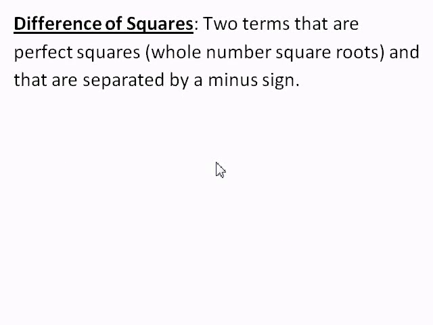So this leads us to the definition of a difference of squares. The word difference meaning subtraction, squares meaning something you can take the square root of. So there are two terms that are perfect squares, meaning they have whole number square roots, and that are separated by a minus sign.